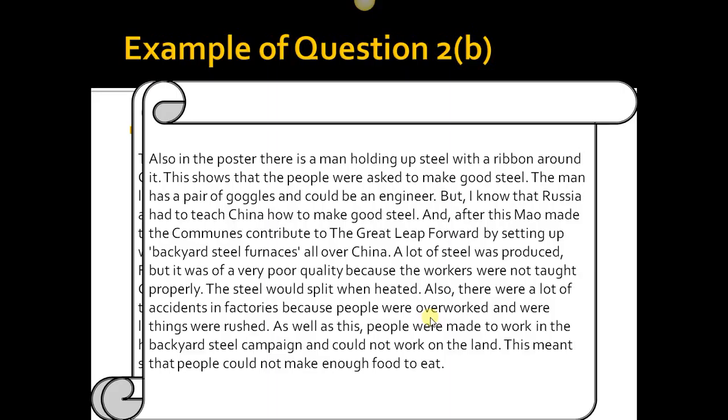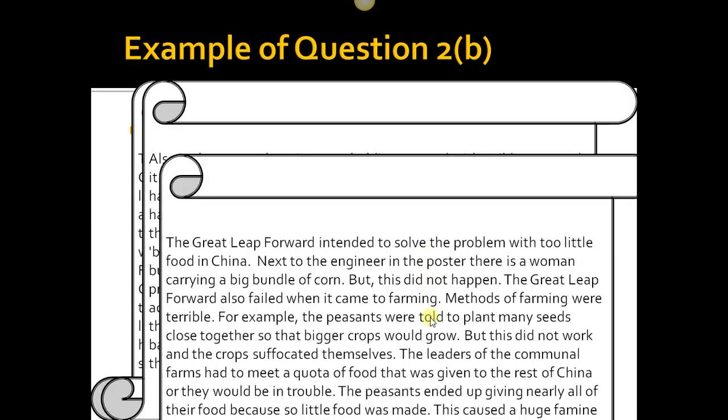After this, Mao made the communes contribute to the Great Leap Forward by setting up backyard steel furnaces all over China. A lot of steel was produced, but it was of very poor quality because the workers were not taught properly. The steel would split when heated. Also, there were a lot of accidents in factories because people were overworked and things were rushed. Sorry, when I was taking the exam, I timed myself, so I'm sorry if I've copied this. As well as this, people were made to work in the backyard steel campaign and could not work on the land. This meant that people could not make enough food to eat.